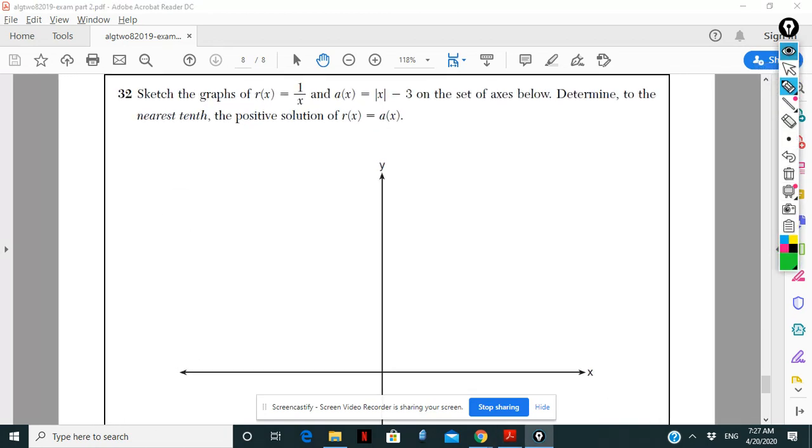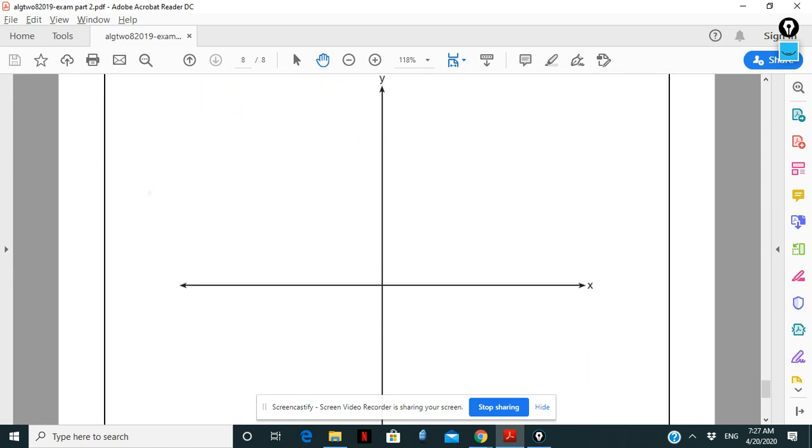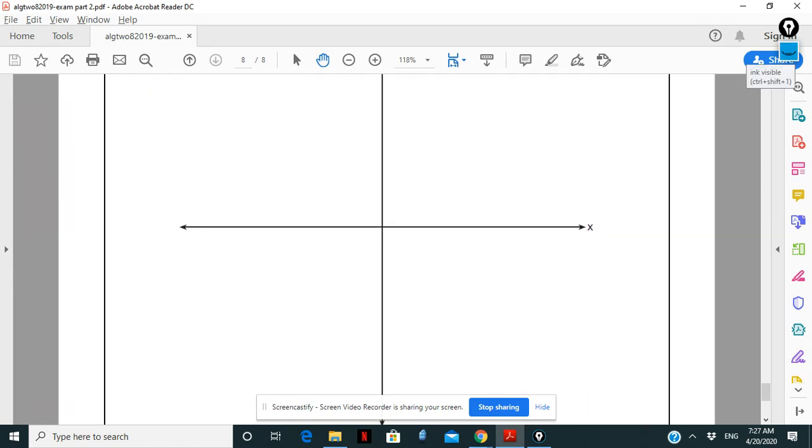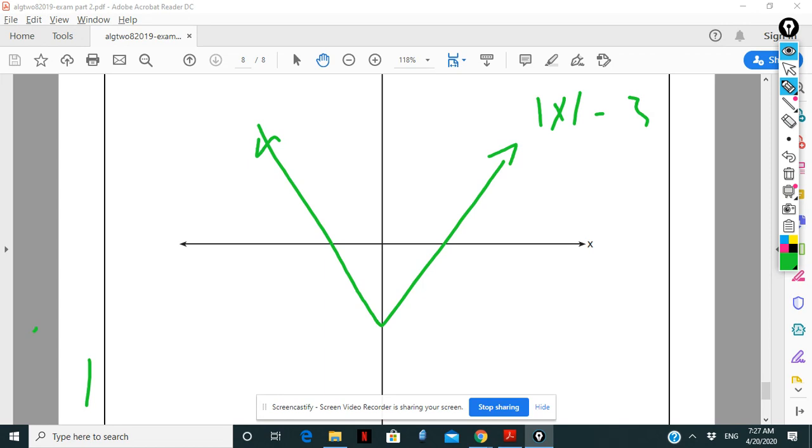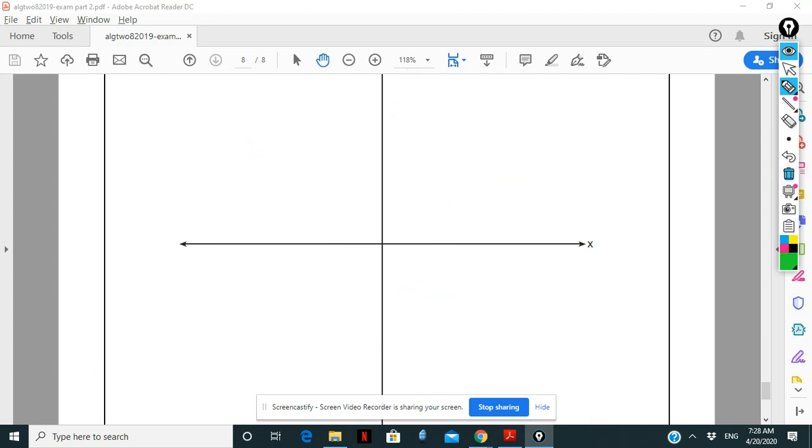Now, on the axis below, sketch these two functions. So for the absolute value of x minus 3, it's going to be like this one. So that's the absolute value of x minus 3. For the other graph, 1 over x, it's going to be like that. And we can use a graphing calculator, okay?